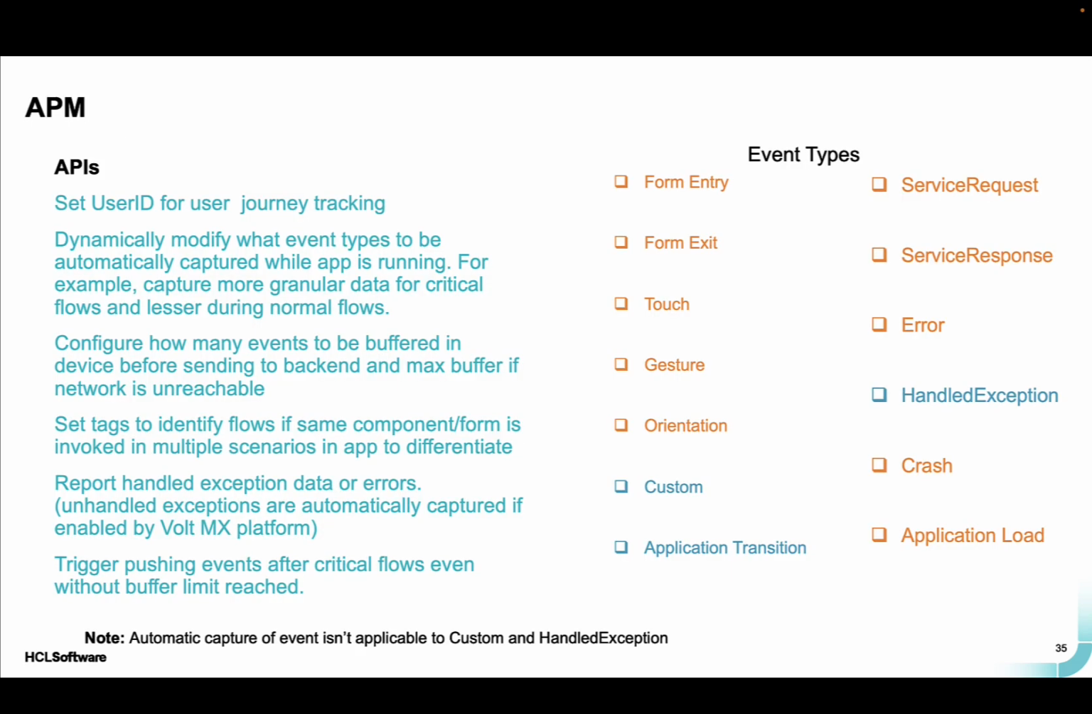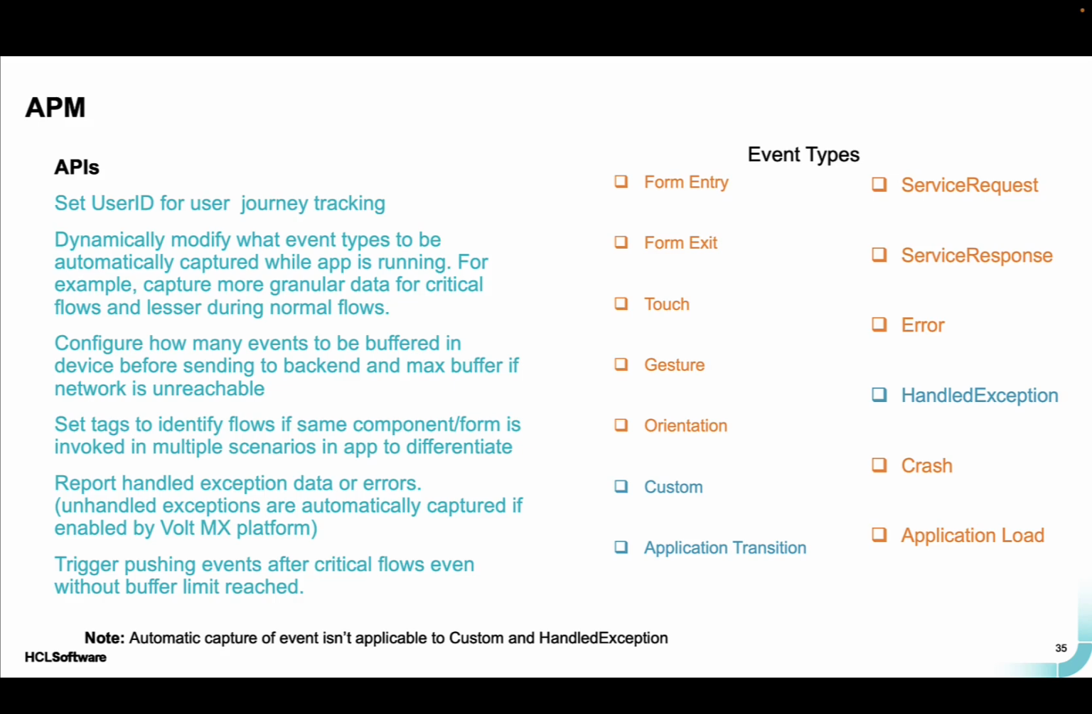So we wanted it to be set by a developer who knows what they are doing, so to speak. From the perspective of APM, we have APIs for setting the user ID to know which user is undergoing it. We will cover in the GDPR section later how for privacy this can be anonymized. So even if you are capturing it from the data perspective, that can be anonymized so that we do not know the actual end user, but just know that user A, for example, underwent this journey, right? You can dynamically modify what types of events are captured while the app is running.